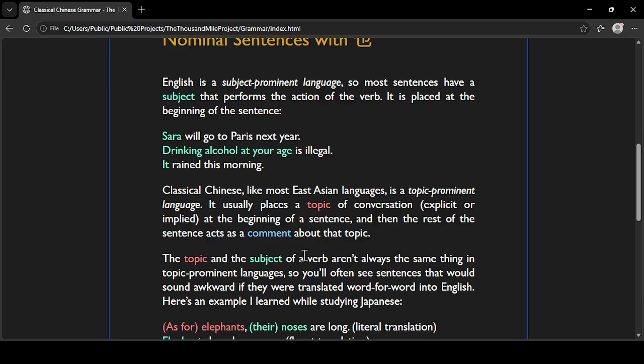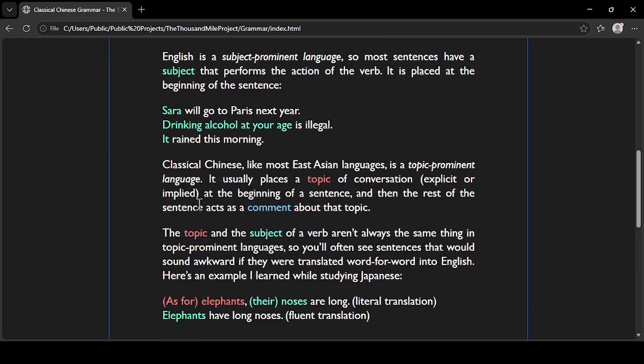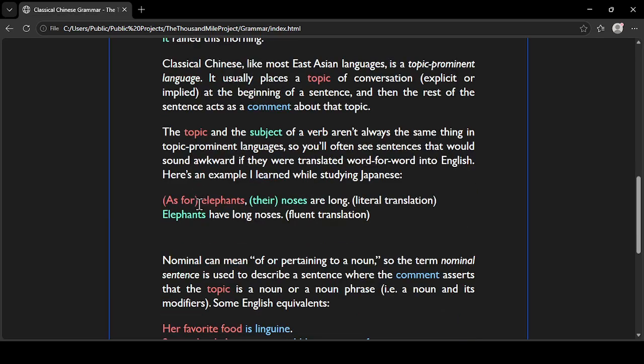The topic and the subject of a verb aren't always the same thing in topic prominent languages, so you'll often see sentences that would sound awkward if they were translated word for word into English. An example that I learned when I was studying Japanese from my Japanese textbook was elephants' noses are long. That's a literal translation of a Japanese sentence. But of course, to render it into fluent English, you would say elephants have long noses, because the subject and the topic are basically always the same in English.